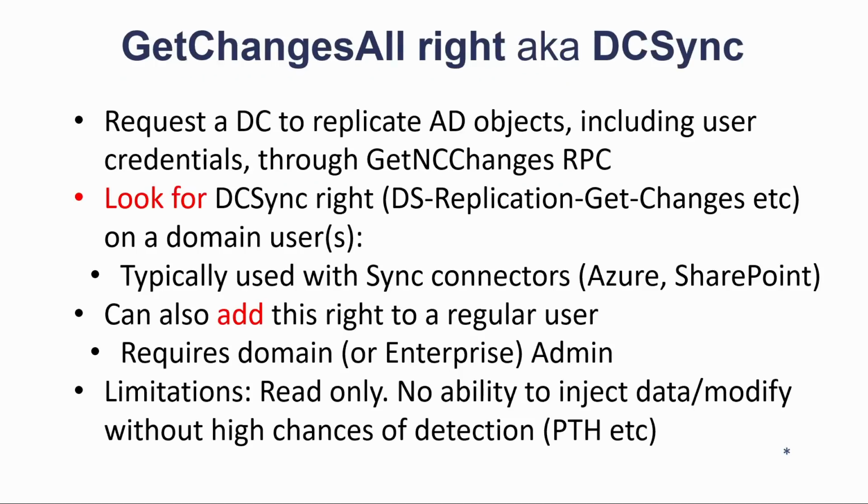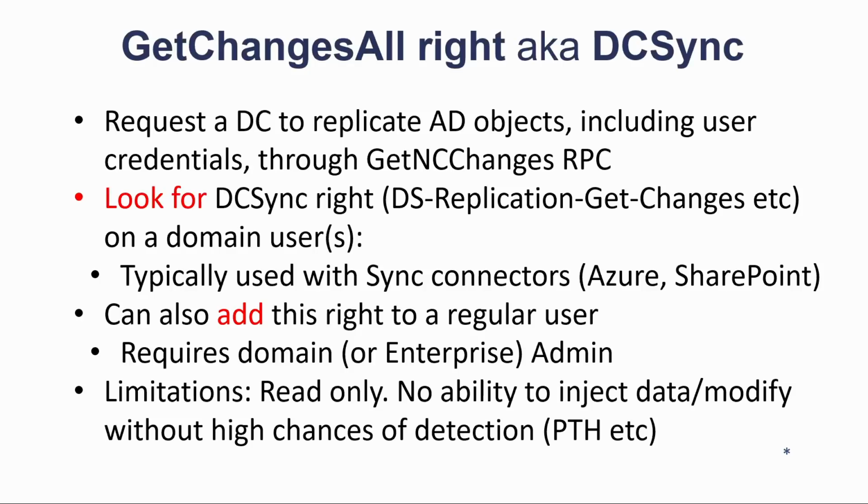So let's begin with the different things that you can do to evade detection, or do stuff, while your privilege is escalating. There's a well-known attack called the DCSync.